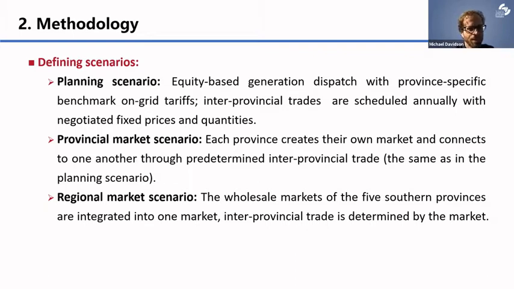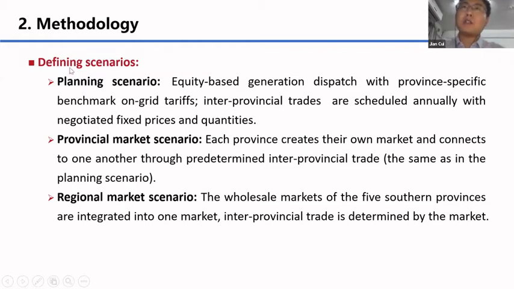Thanks. Thank you for your question. It's a very good question. The first question is the definition of the planning scenarios. Yes, the benchmark price for the hydropower is lower than the benchmark price for the coal-fired power. This planning scenario has a province-specific benchmark, and the interprovincial trade also has a fixed price and quantities. So it is a highly regulated scenario to compare with these two market scenarios.